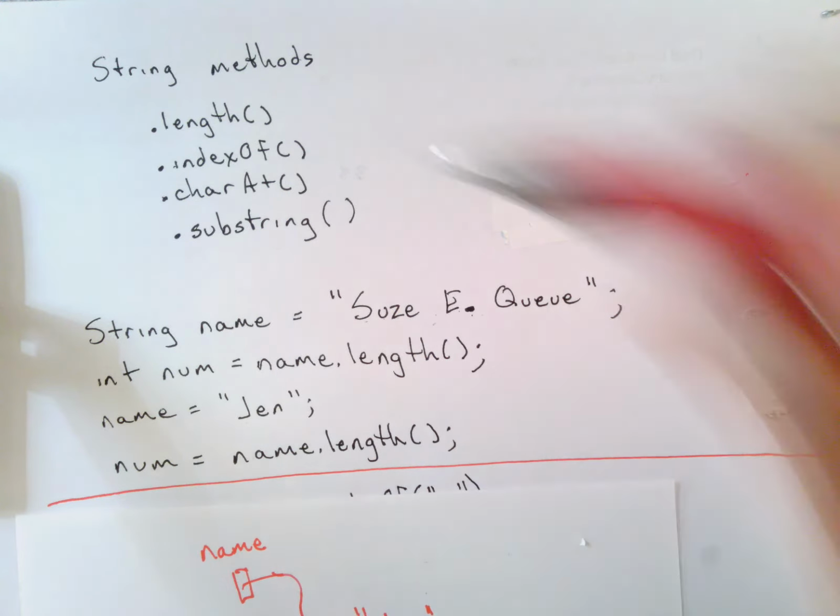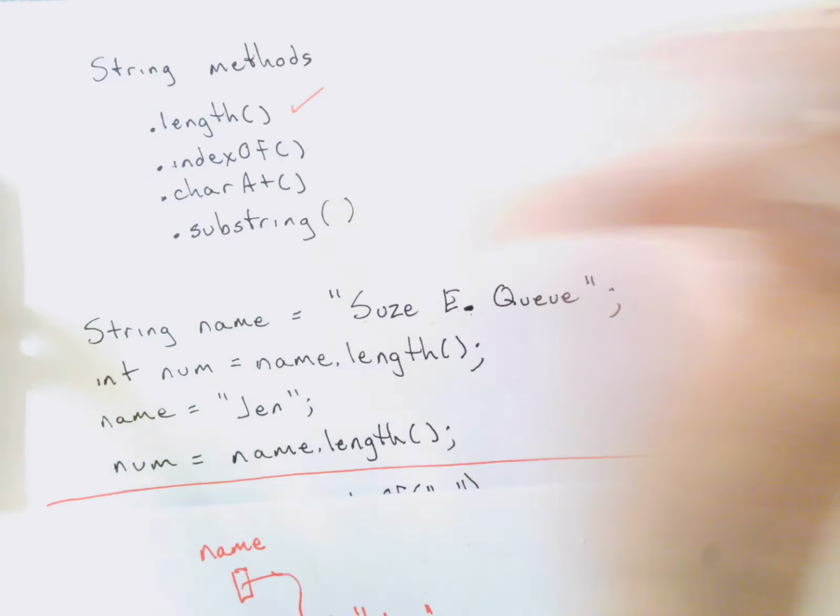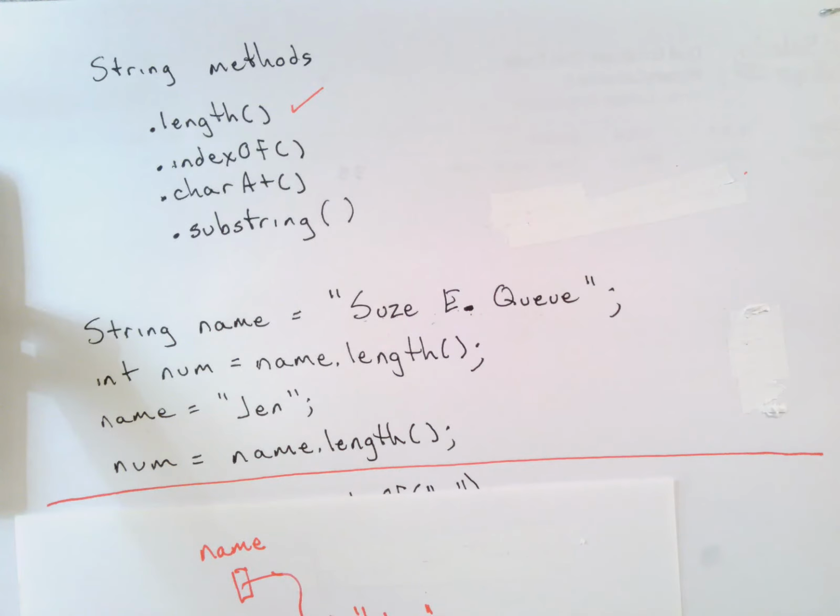In the last video, we took a look at the length method. That's one of the string methods we need to know. In this video, we're going to take a look at indexOf. IndexOf returns a location, a spot inside a string.